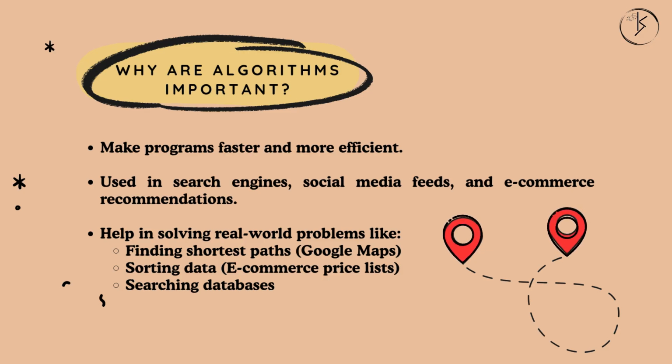Algorithms are everywhere in computer science. Search engines use algorithms to find the best results. Social media uses algorithms to recommend posts or videos. E-commerce sites use sorting and recommendation algorithms. Even simple tasks like finding the shortest route on Google Maps use graph algorithms. In short, algorithms make your programs faster, smarter, and more efficient.